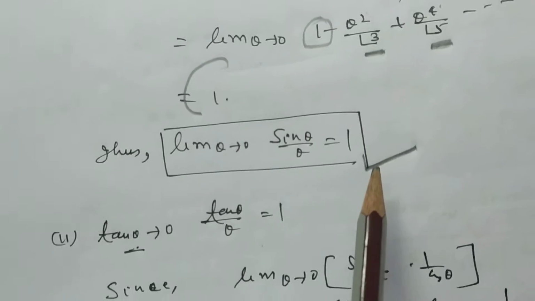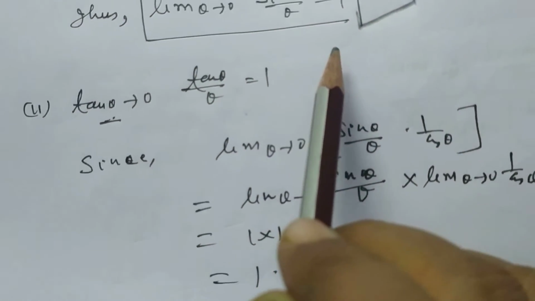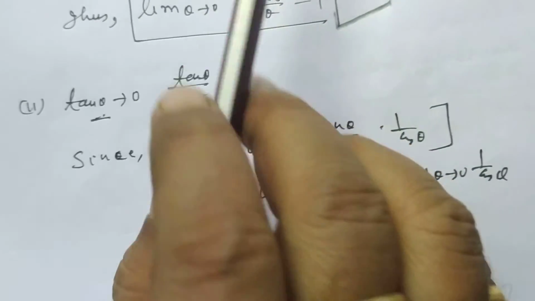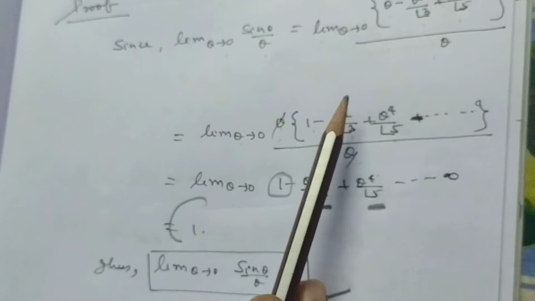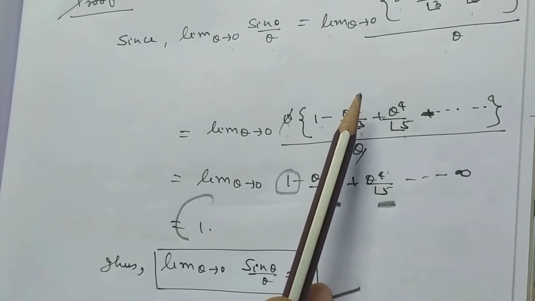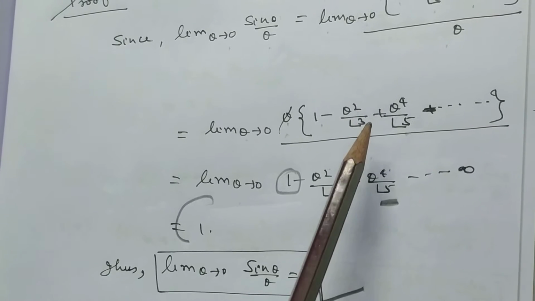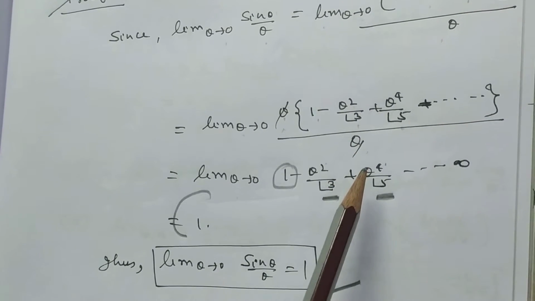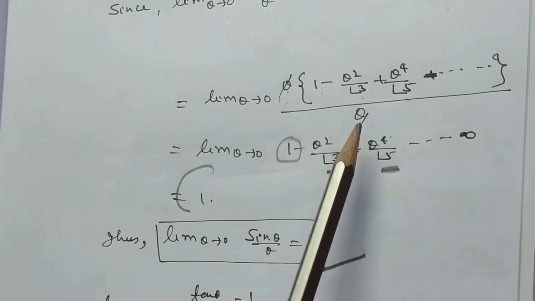So the value of limit theta tends to 0, sin theta by theta is equal to 1. My dear students, there is also a geometrical proof. This proof is not geometrical. Here we use the expansion of sin theta. Perhaps it is easy, and the alternative method is the geometrical proof. In the next video, I will prove this theorem by geometry.